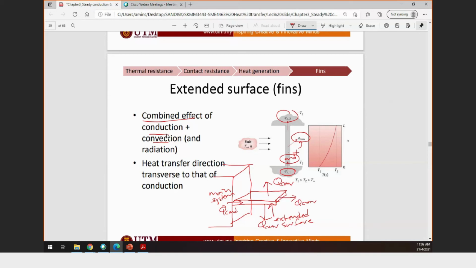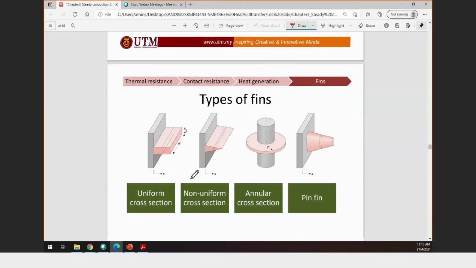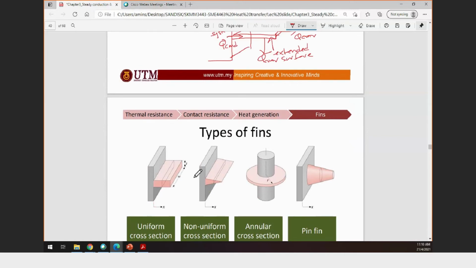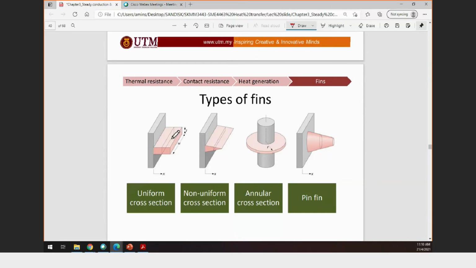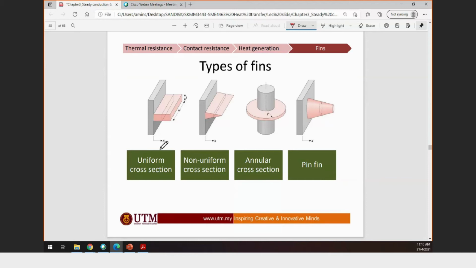So that is the application. Regardless of the kind of design of the fins, they are divided into basic types of design. In the textbook, it's already mentioned here.